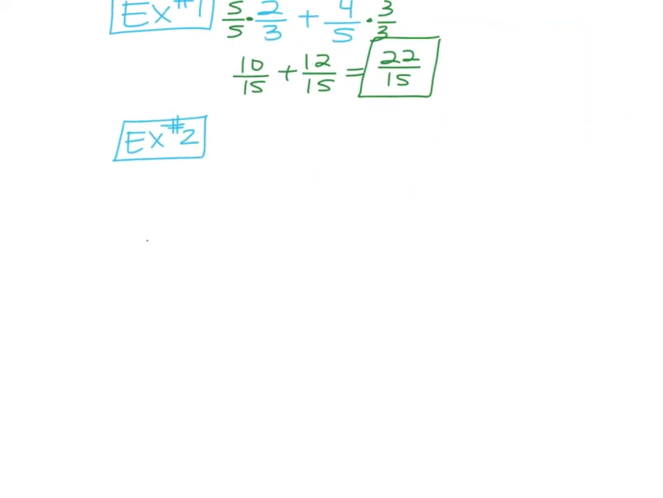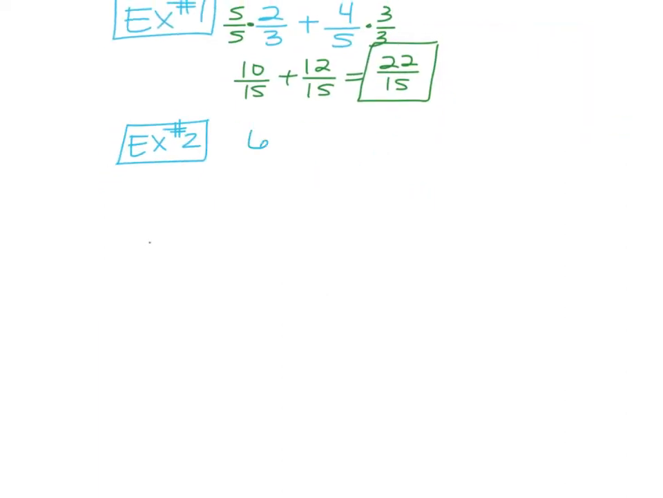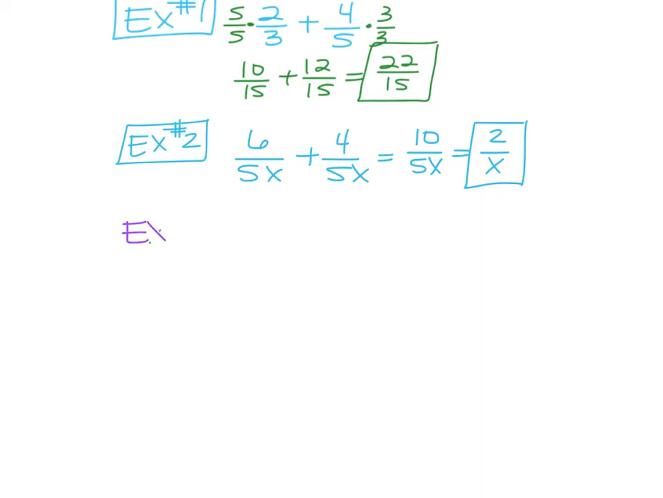We're going to throw a variable in. Let's say you have 6 over 5x plus 4 over 5x, and we want to simplify that. What do you get? You would get 10 over 5x, which is actually what? 2 over x. So reduce it: 10 over 5 is 2 over 1, and the x is still on the bottom. You get that? Okay? So far, so good? Baby steps. All right, next one.